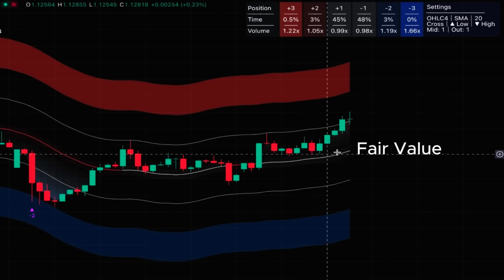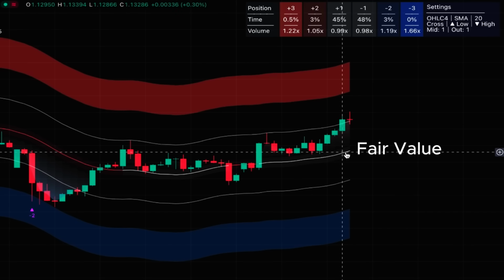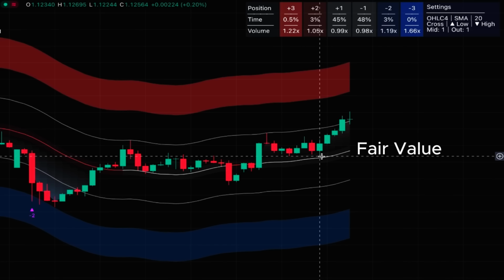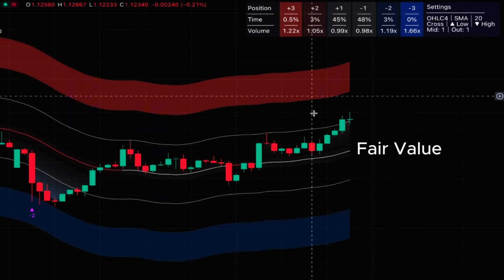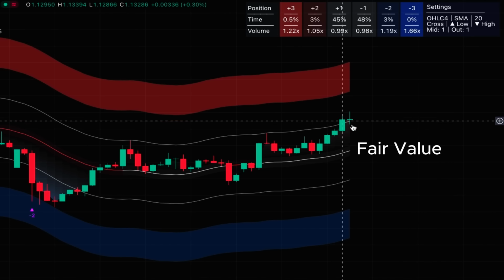We have a fair value here, which by default is a simple moving average with length of 20, and then the indicator calculates pivot points above and below this fair value line. Based on this information it calculates median deviation bands, and they are multiplied up to 3 to show us the extreme levels of deviation. So as I said, this middle line, a simple moving average with length of 20, is considered a fair value at any given time.